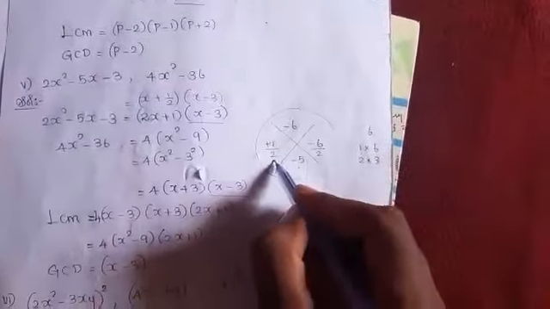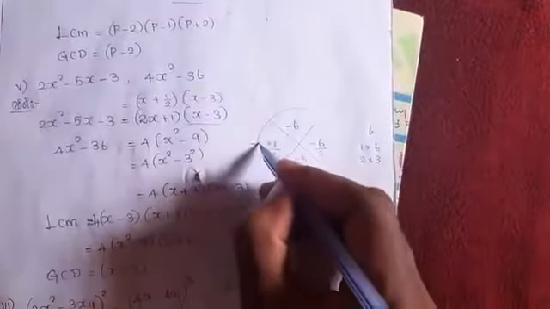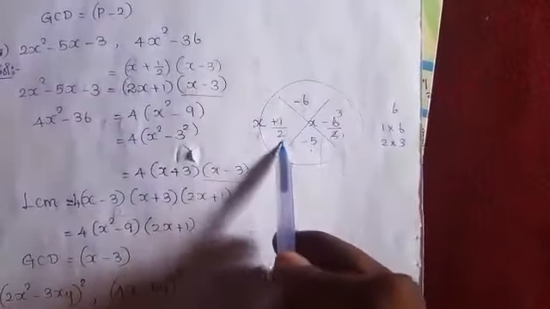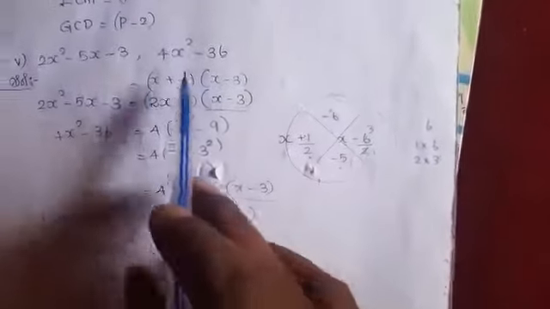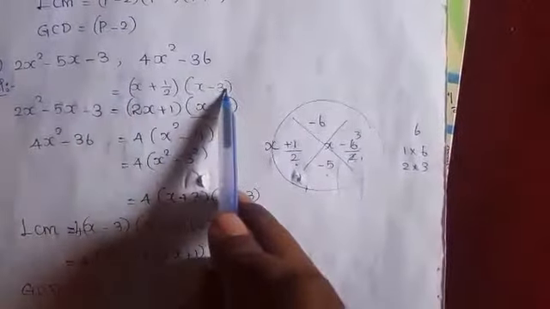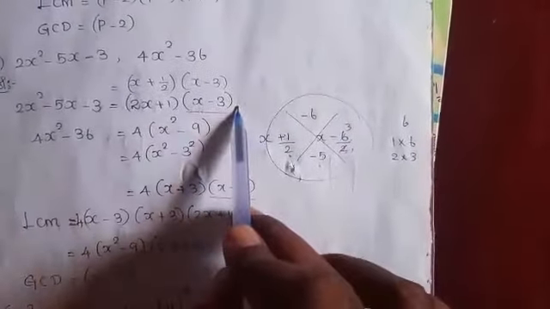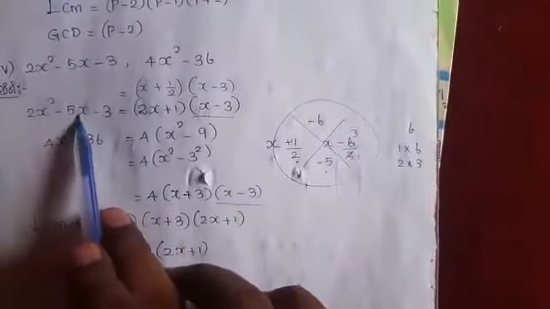Here the coefficient of x square is 2, therefore divide by 2. The variable is x. You can write x, x. 1 twos are 2, 3 twos are 6. The factor is x plus 1 by 2 into x minus 3. After cross multiplication, 2x plus 1 into x minus 3 is the factorization of this expression.